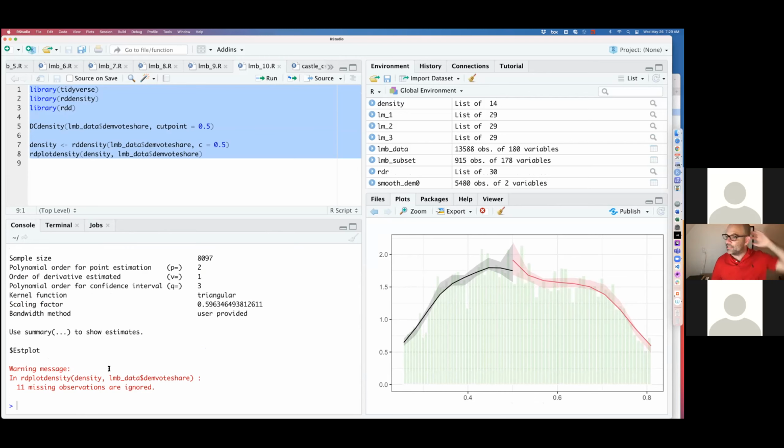His original density test followed a very specific kind of binning and a very specific type of estimation, but Cattaneo and them updated it. But still, right here, you're seeing no evidence for sorting on the running variable, okay?